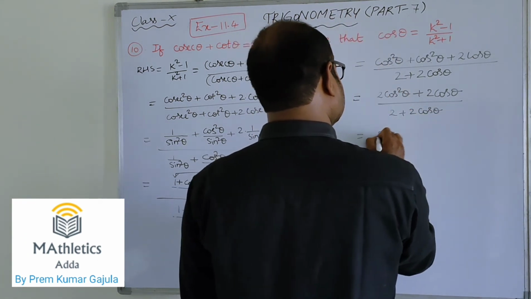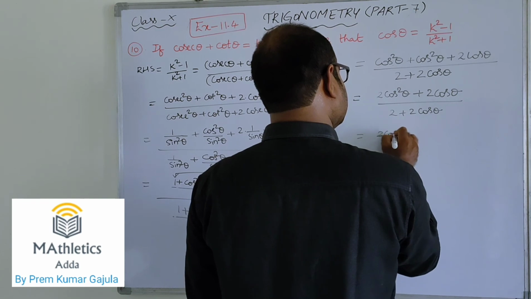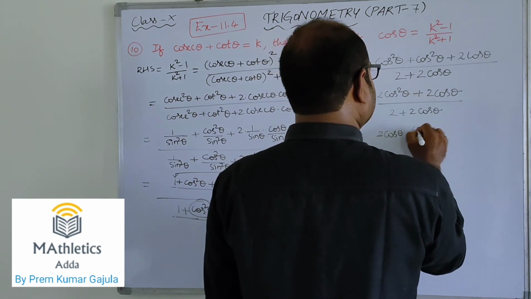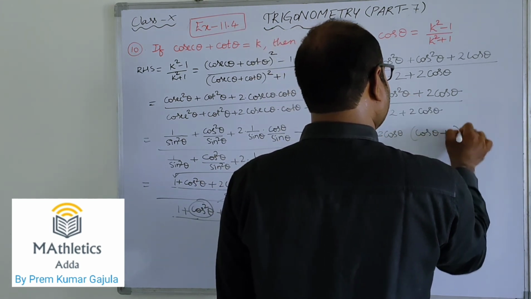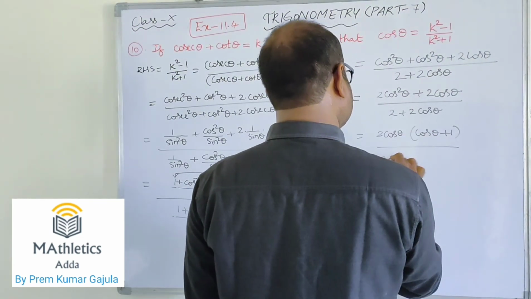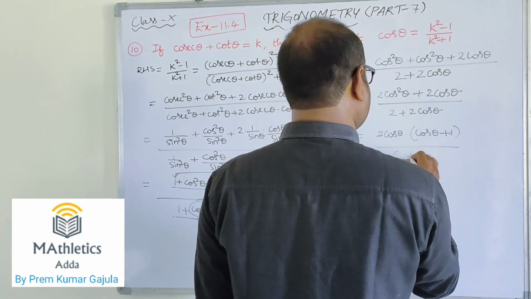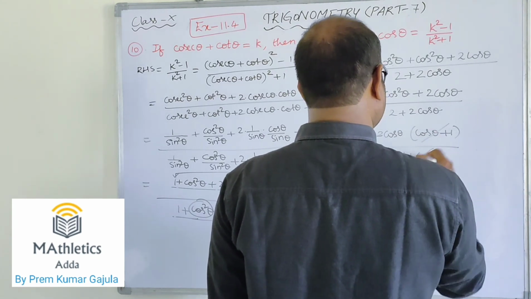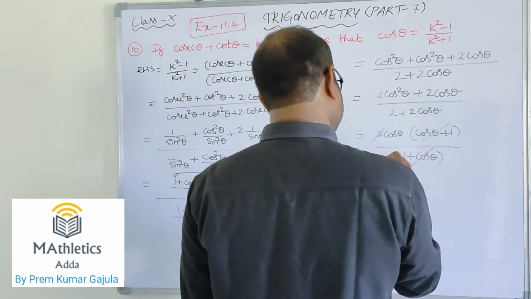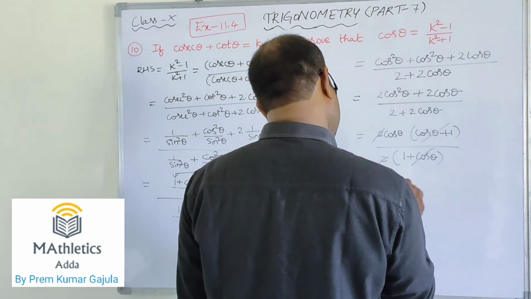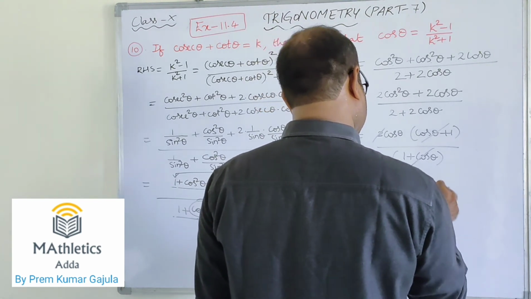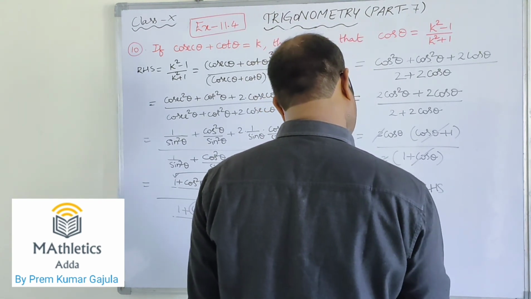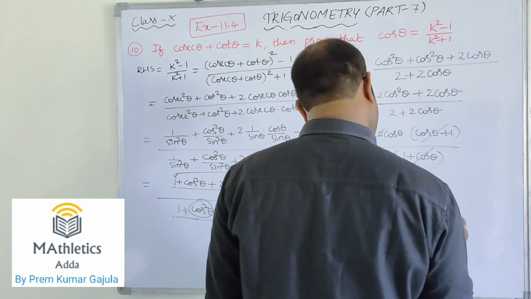If you take 2 cos theta common, here you will get cos theta plus 1, and here if you take 2 common, you will get 1 plus cos theta. 1 plus cos theta gets cancelled. 2 and 2 get cancelled. You will get cos theta as the answer, that is LHS. So therefore LHS is equal to RHS.